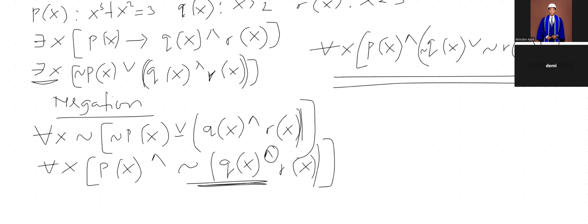What does it mean? This simply means for all real numbers x, for all real numbers x such that, can you see this is still positive, such that x cubed plus x squared is equal to 3, right?